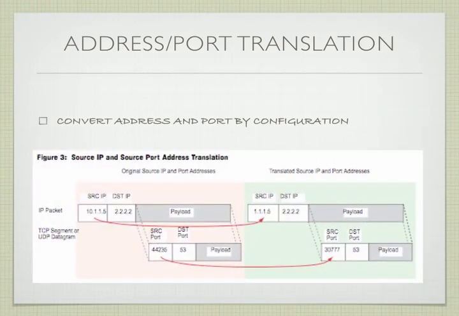In this example, we have a request coming from an internal source IP address, 10.1.1.5, going to an external address, 2.2.2.2. Because that's going out onto the internet, it is necessary to translate the source IP address to a public IP address, in this case 1.1.1.5. We see that on the first arrow there. So the network address is being translated.